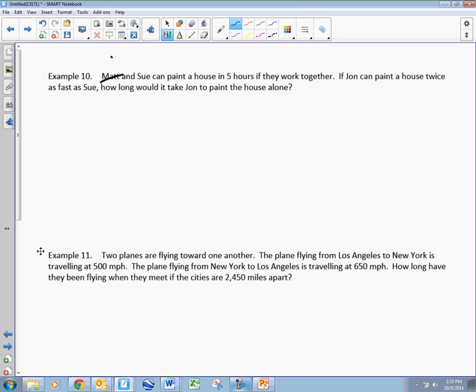Somehow Matt jumped in here instead of John. It should be John. So John and Sue can paint a house in 5 hours if they work together. How is this different than the last problem? We know the time, right? And they're faster. They have a smaller house and they're using spray guns. If John can paint a house twice as fast as Sue, how long would it take John to paint a house alone?